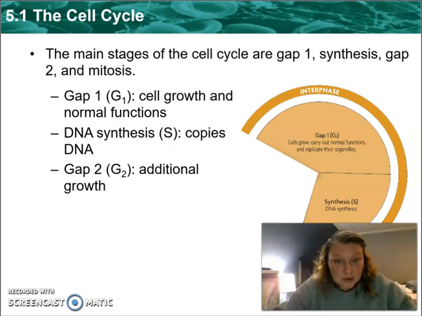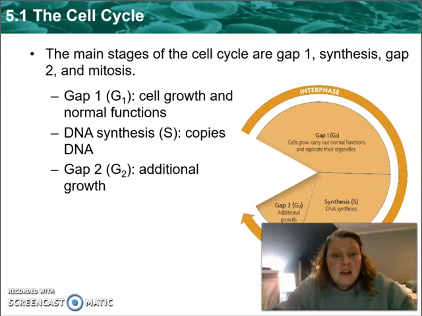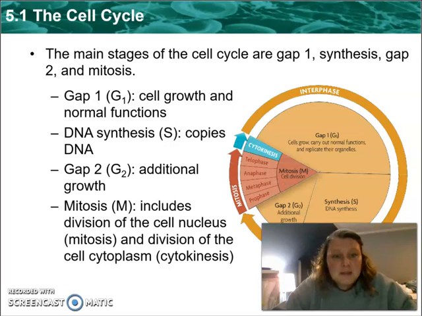This is just additional growth. Remember, if it's going to split in half, it's kind of got to get a little bit bigger first. Finally, you have mitosis, and this is where your cell actually divides. You have nuclear division, which is what we also call mitosis, and then you have division of the cytoplasm and all the other organelles. This is called cytokinesis.